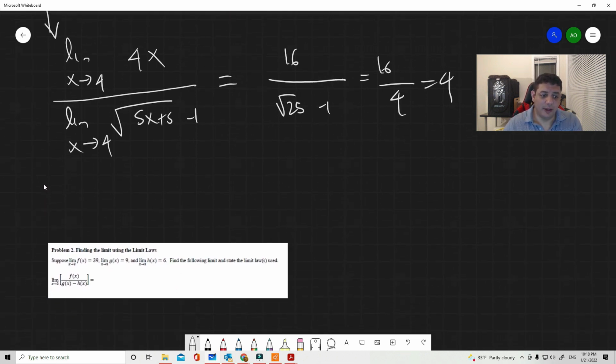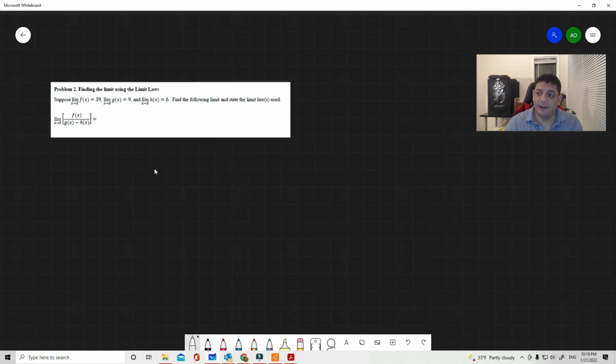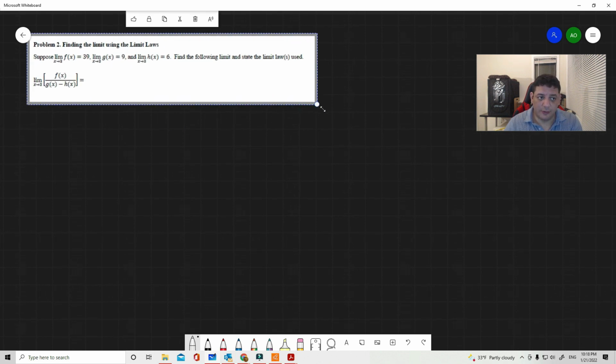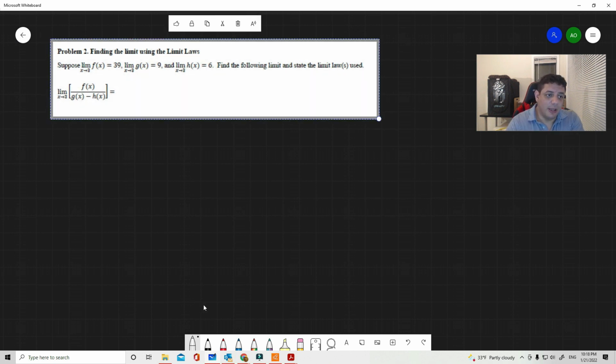Okay, so no difference here. Now let's take a look at what happens if instead of getting the function, we get the values of the limit. In that case, we can also use the values that are given. So in this problem, we're assuming that the limit when x goes to 3 of f of x is 39, the limit when x goes to 3 of g of x is 9, and the limit when x goes to 3 of h of x is 6. It says find the following limit and state the limit law that you use.